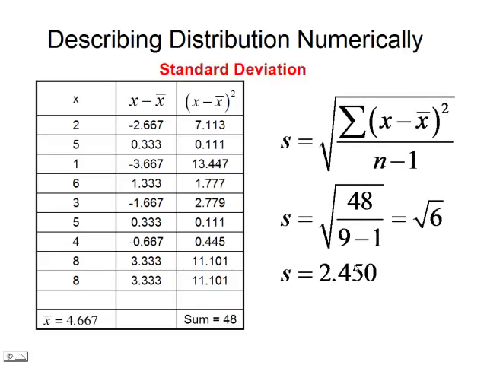Using our formula, the numerator is going to be 48. Our denominator is going to be 9 minus 1 because there's 9 pieces of data. So we get the square root of 6, and we get 2.450 for the standard deviation. So this number is relatively small, so that means that our data is pretty close to our mean, which is 4.667. Now, if we square this standard deviation, this is called variance. So our variance in this example would be 6.